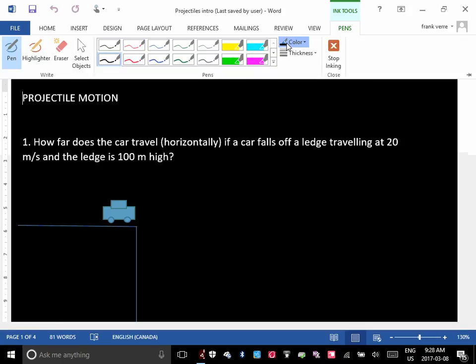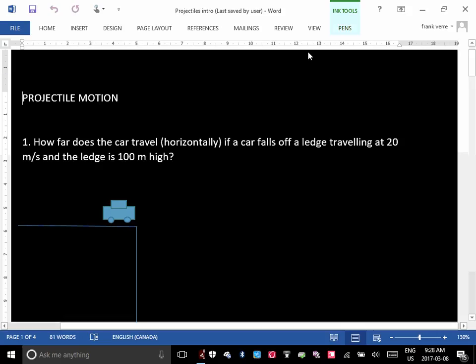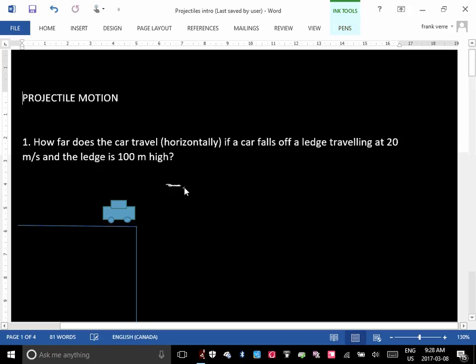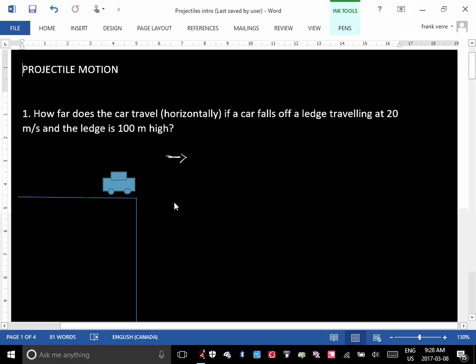So what that means is we want to know this direction. How far does the car travel in this direction? If you were to trace out the path of the car, we know it will be something like this, right? But we already know how far it's going to fall vertically because we're told the cliff is 100 meters high, right? So we know it's going to fall 100 meters. But we want to know how far does it travel horizontally?